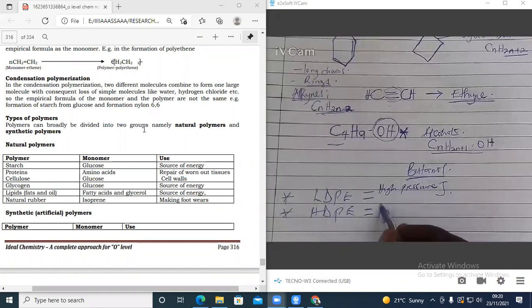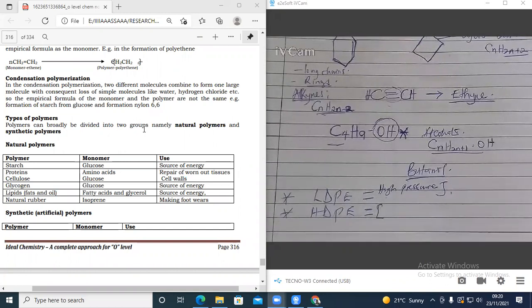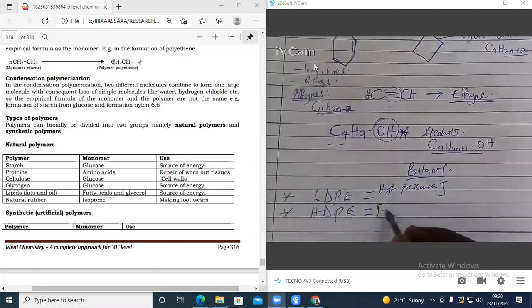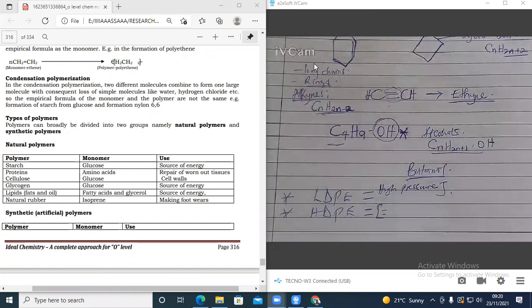What about high density polythene? Low pressure, low temperature of 140 degrees, and Ziegler catalyst. Thank you very much. So that is one person. Let me base on that person that we all know how those things come about.